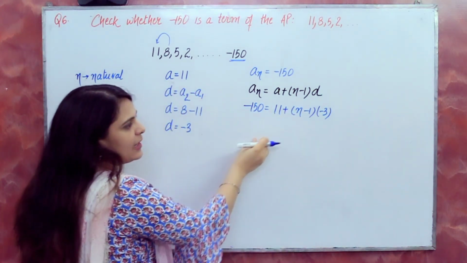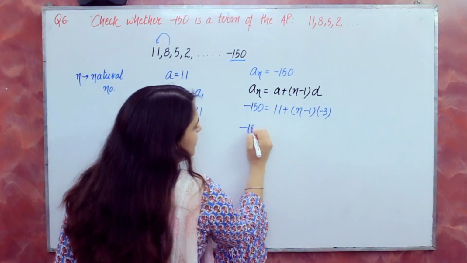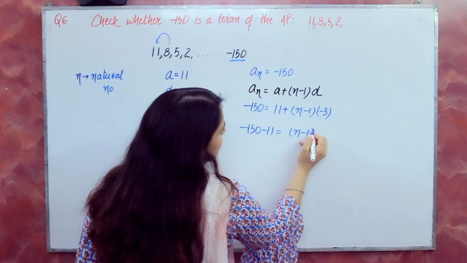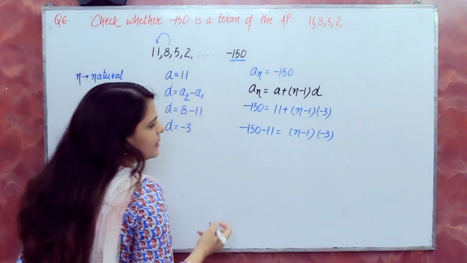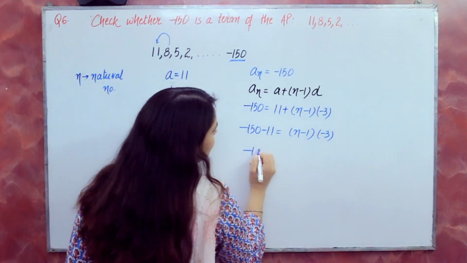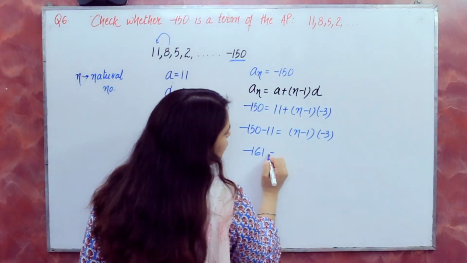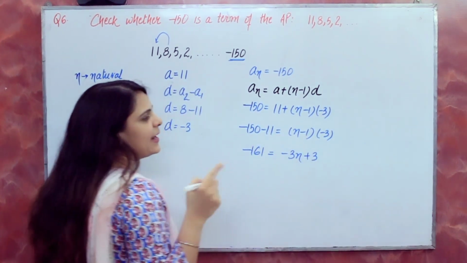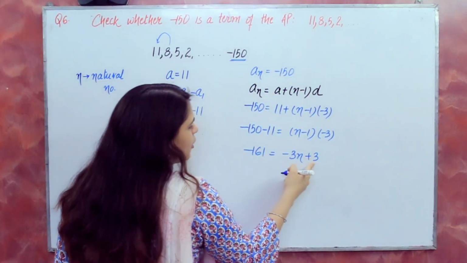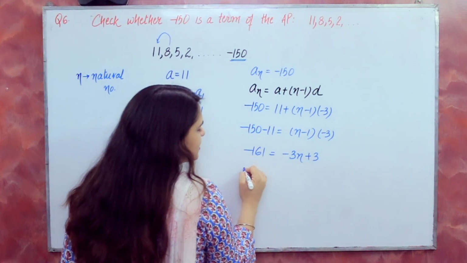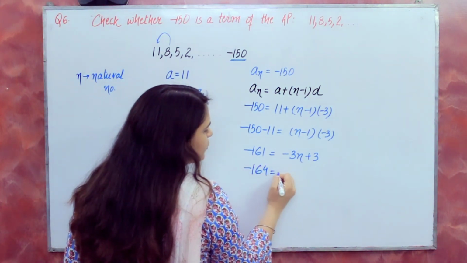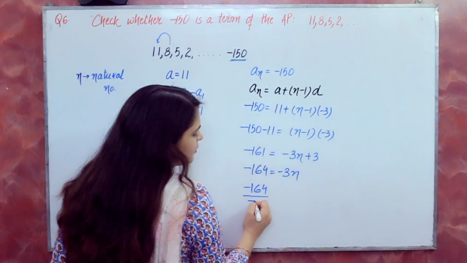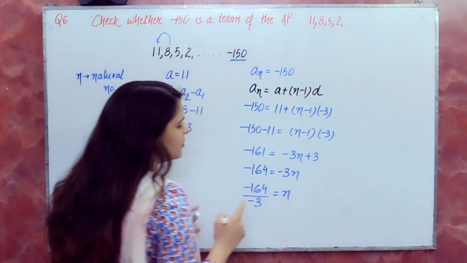Now I am going to shift 11 to that side. So it will be minus 150 minus 11 equals (n minus 1) multiplied by minus 3. So this will be minus 161 equals minus 3n plus 3. I have multiplied this minus 3 with this bracket. Now I am going to shift this 3 to the LHS. So it will be minus 164 equals minus 3n. And now in this case we have minus 164 divided by minus 3 as the value of n.